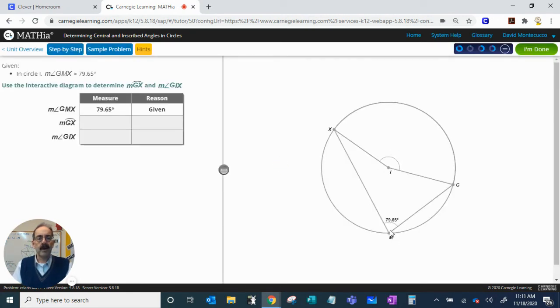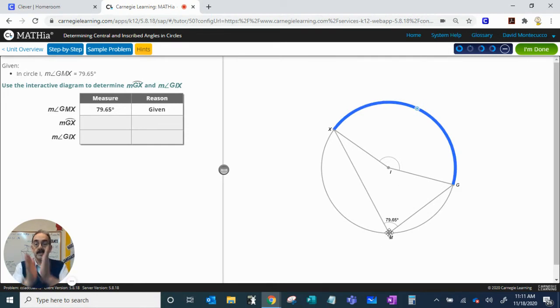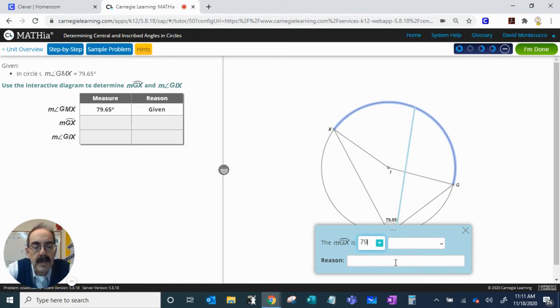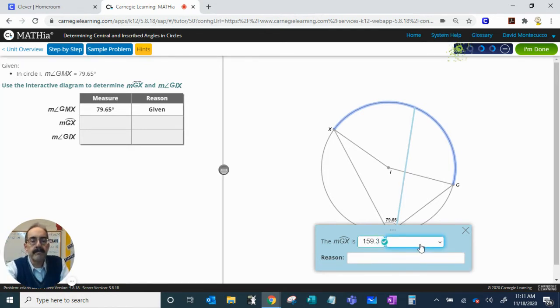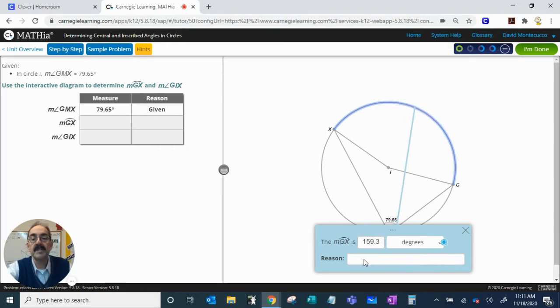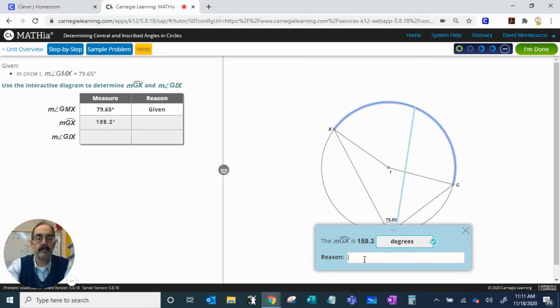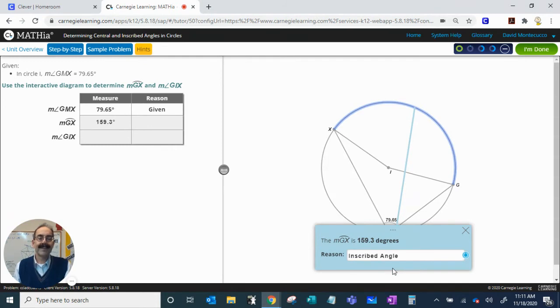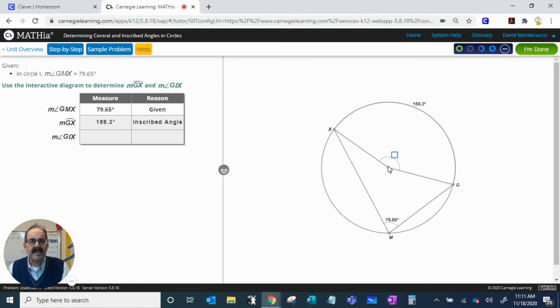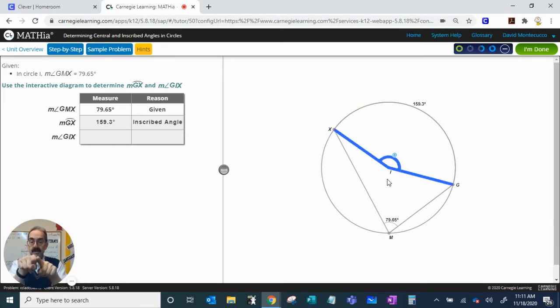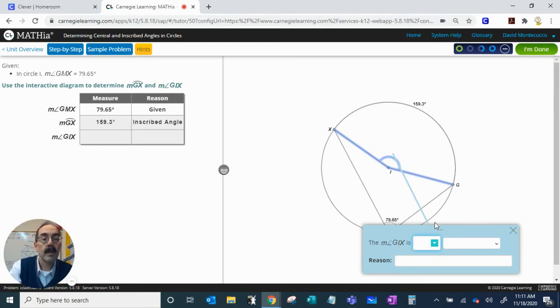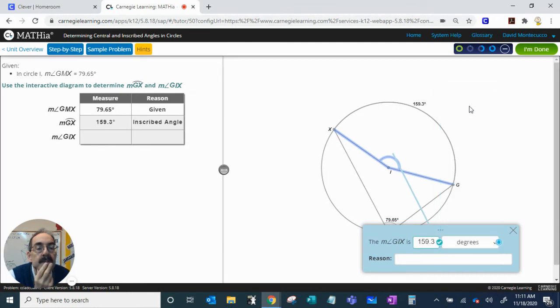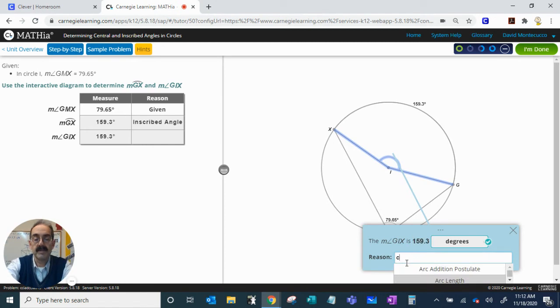All right, so now we have an inscribed angle. We want GX. So GX has to be double, inscribed to the arc, so double. So let's just go 79.65 times 2, because we double it. We want it to be in degrees, and the reason is because inscribed. All right. Now it looks like they want GIX. GIX is the central angle. Well, we know a central angle, when it's the center to the outside, they're equal, right? Equal sign. So 159.3. Check it. Degrees. And this one is the central angle, which means they're equal.